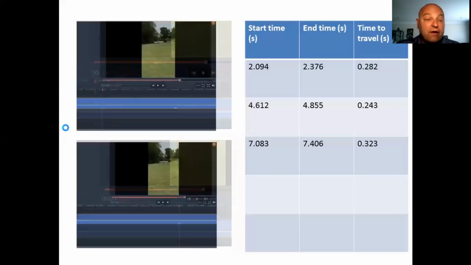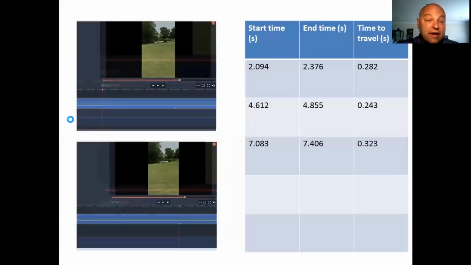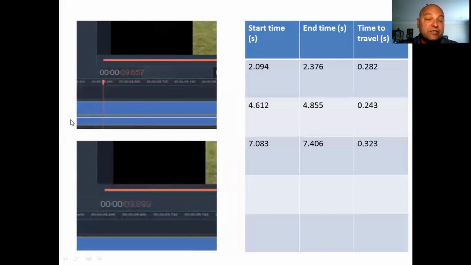Right, let's look at our fourth set of results then. Let's zoom in and see what they were. 9.657 seconds to 9.899 seconds. Bung them into the table there, and that gives us another reading, 0.242. That's pretty close. I'm quite happy with that.